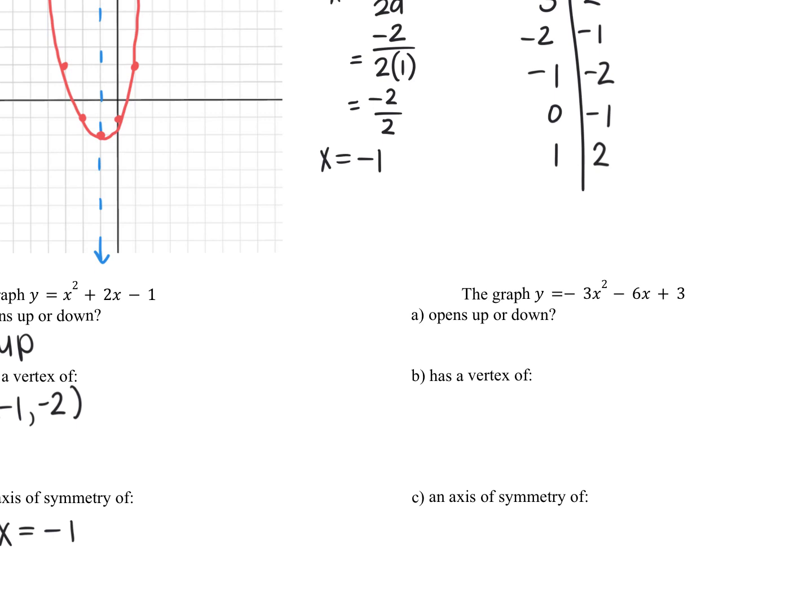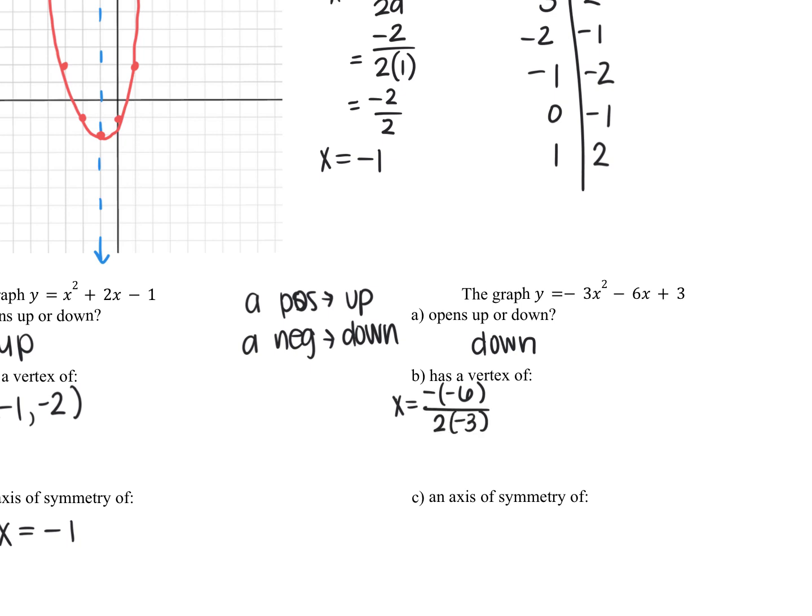And if a is positive, it opens up. And if a is negative, it opens down. So in this case, a is -3. So my parabola is going to open down. To find my vertex, I'm going to use my formula for my x value. So I'm going to do -b, which b is already negative, so it's -6, over 2 times a, which is -3. So -6 becomes 6. 2 times -3 is -6, which means I get an x value of -1.